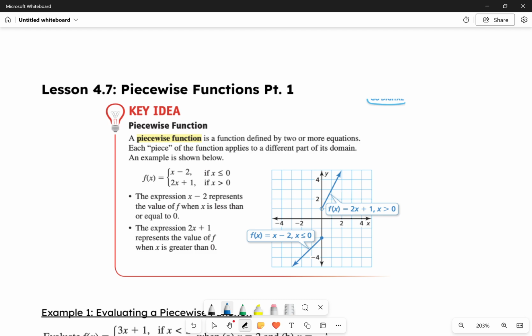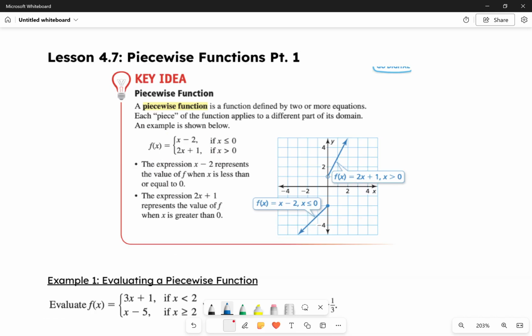Okay, in lesson 4.7 here, we're going to talk about another type of function called a piecewise function. These are a little strange and a little bit odd looking, but they are basically when we piece functions together to make one full function.